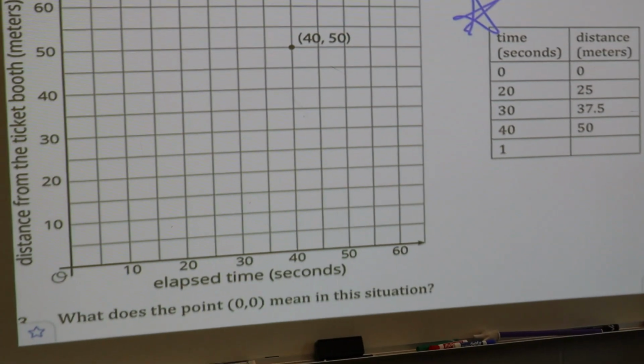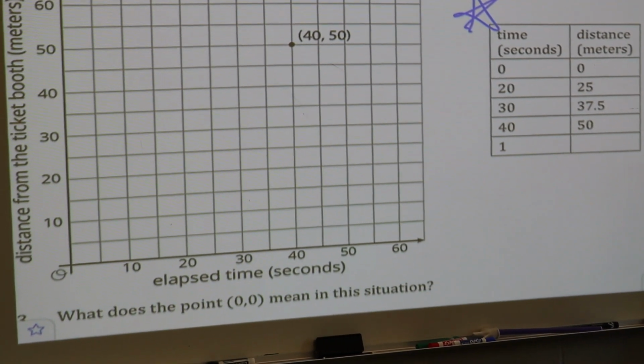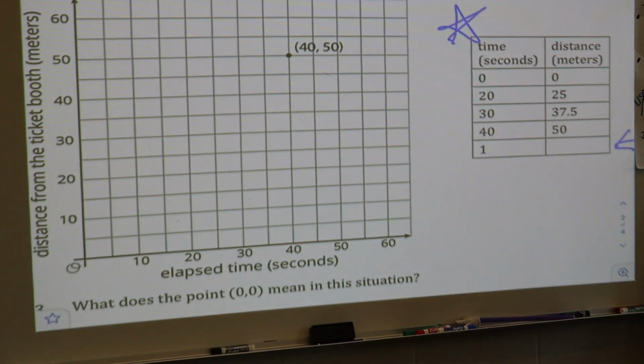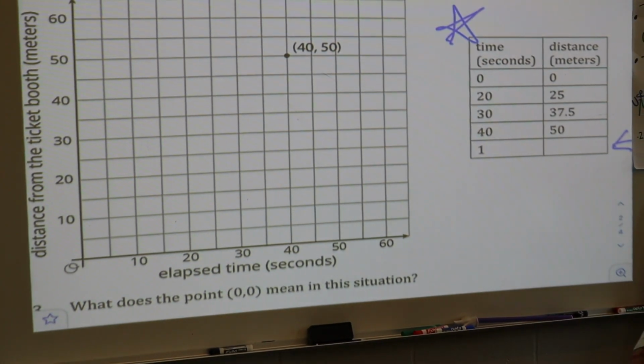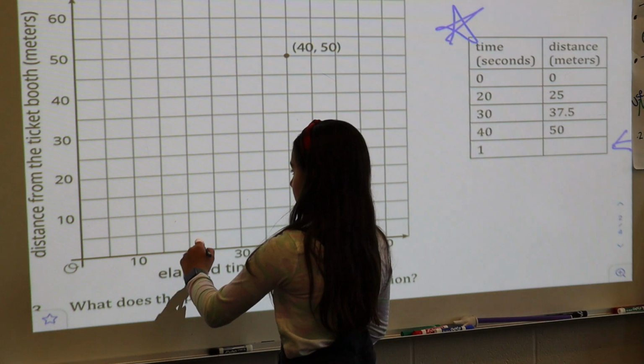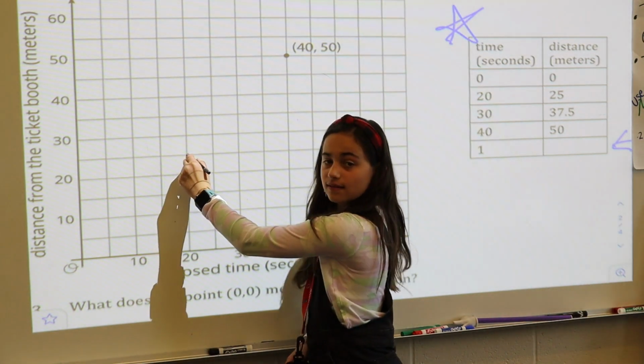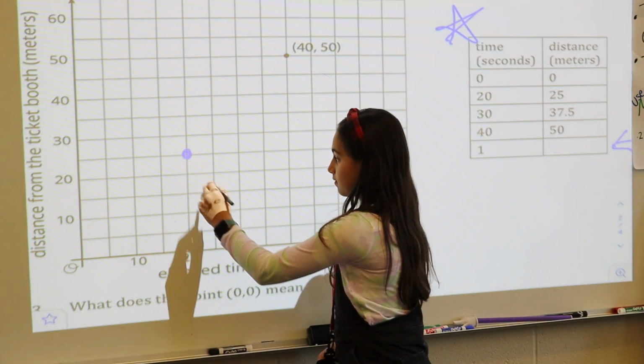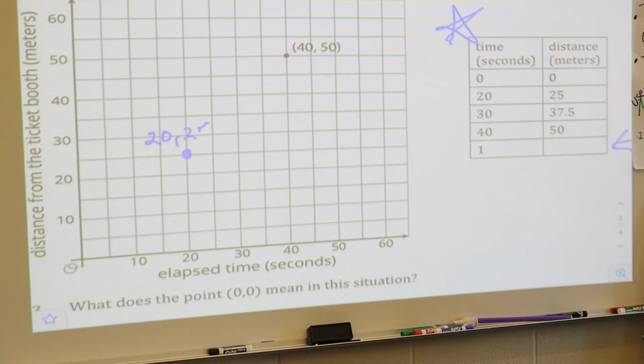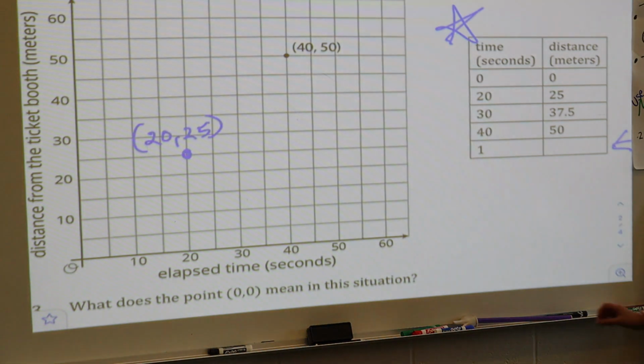So, for 20 seconds and 25 meters, you would put it here. Very good. 20 seconds, 25 meters, so that's (20, 25). Next. You can use that purple power pointer if you want.